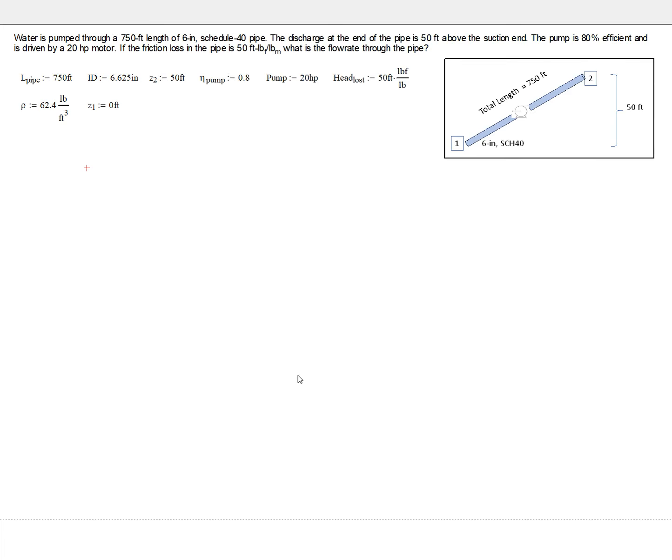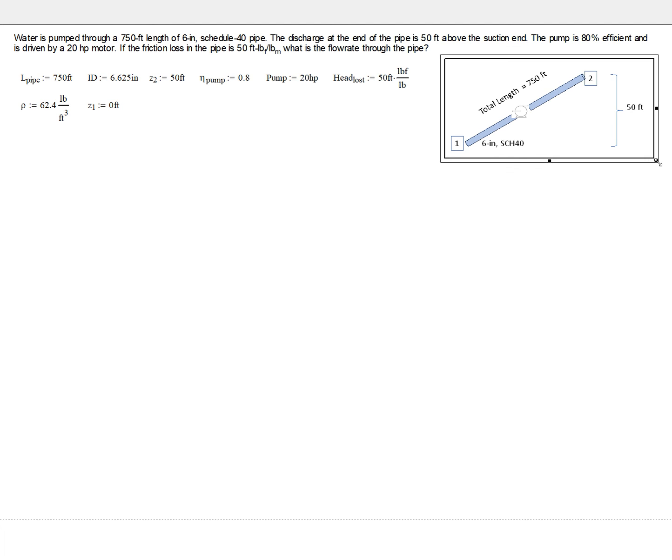Water is being pumped through 750 feet of 6-inch Schedule 40 pipe. The discharge at the end of the pipe is 50 feet above the suction end. The pump is 80% efficient and is driven by a 20 horsepower motor. We're told the frictional loss is 50 foot-pounds force per pound mass, and if that is true, what is the flow rate through the pipe?